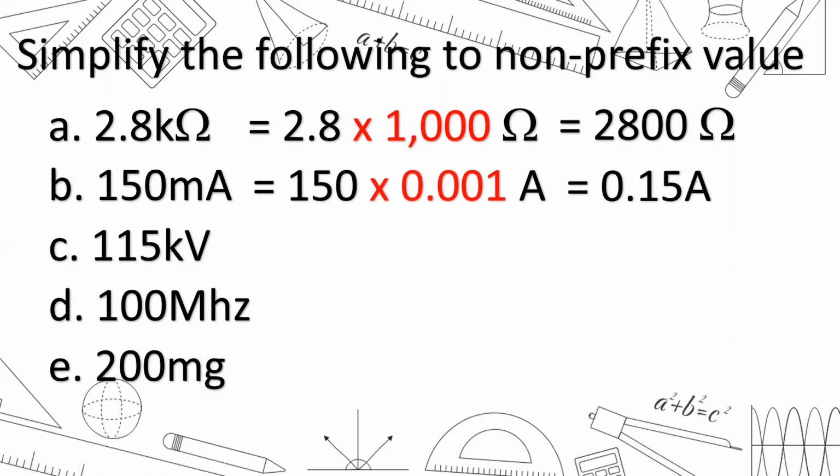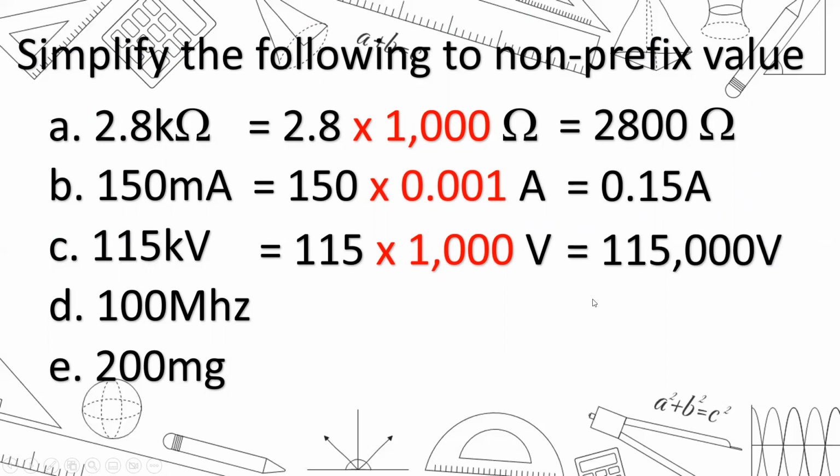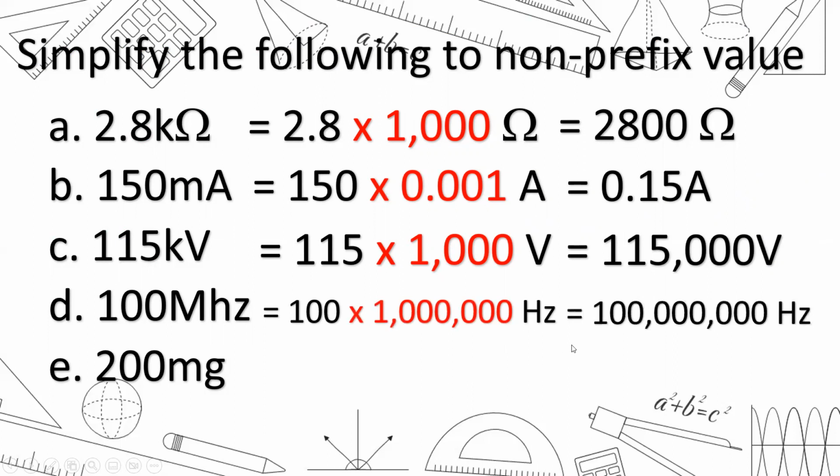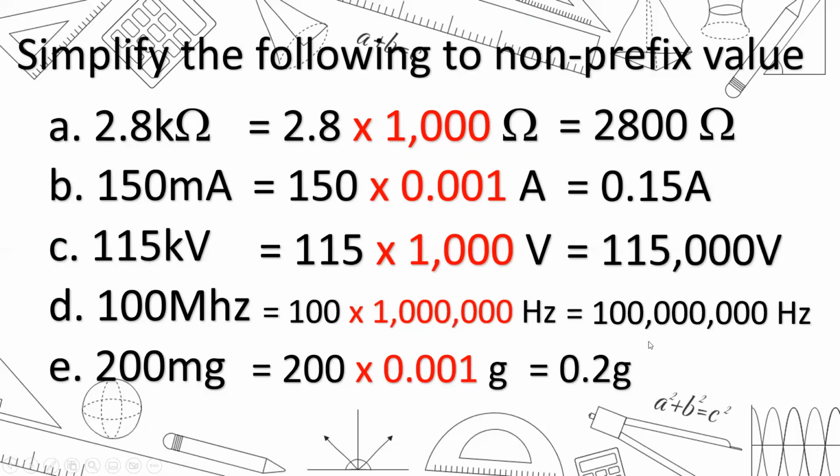Letter C, 115 kilovolts. That is 115 multiplied by the value of kilo, that is 1,000, and you will get 115,000 volts. Letter D, 100 megahertz. That is equal to 100 multiplied by 1,000,000 hertz, and you will get 100 million hertz. Letter E, 200 milligrams. That is 200 multiplied by the prefix value of milli, that is 0.001, grams, then you will get 0.2 grams.